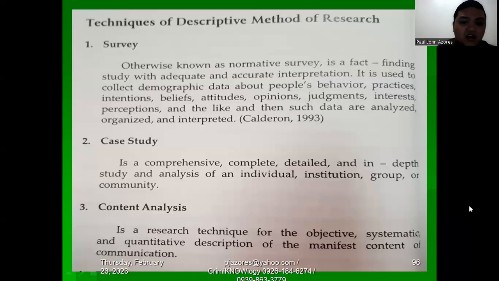Content analysis is a research technique for the objective, systematic, and quantitative description of the manifest content of communication. So you want to analyze a certain object, a certain work, no? That's good. That must be used, or it is the ideal method to be used.